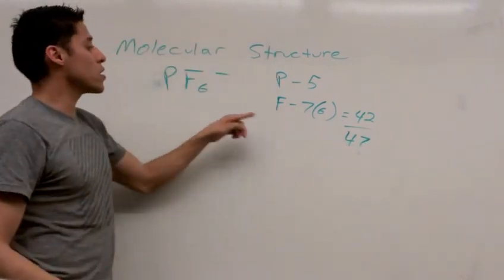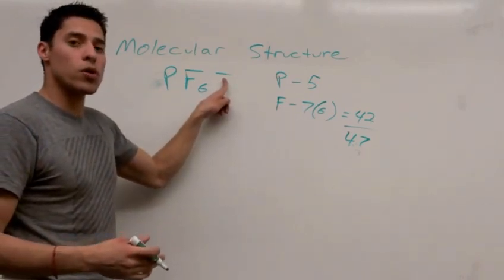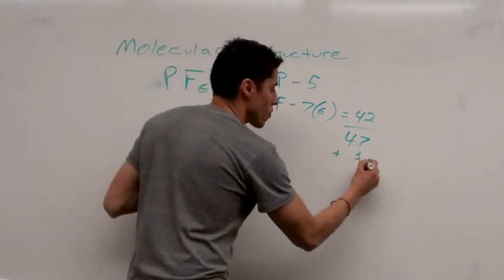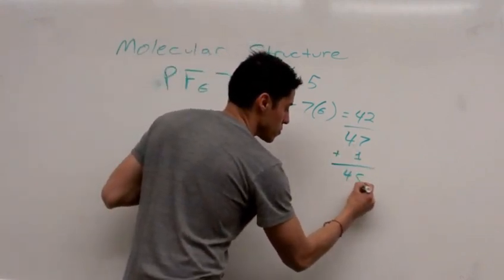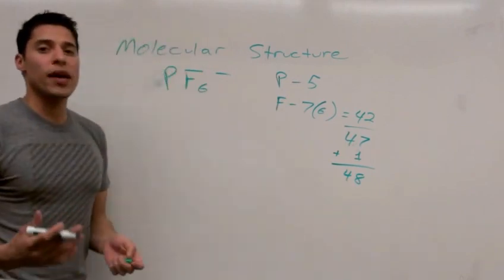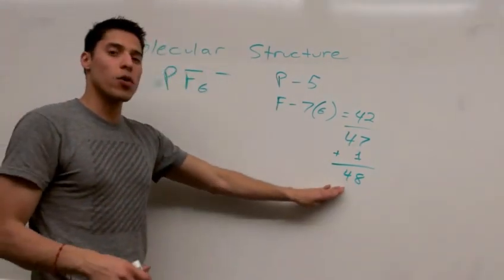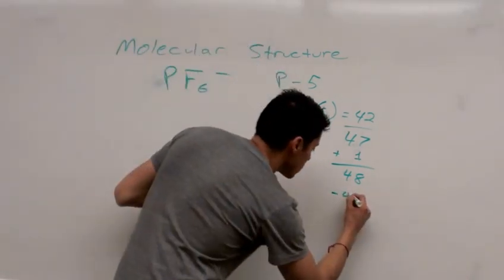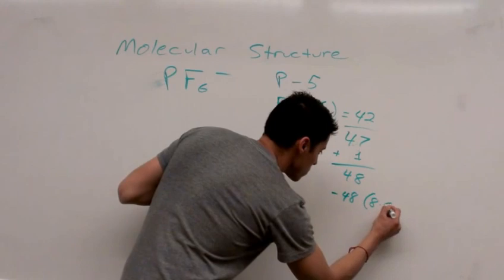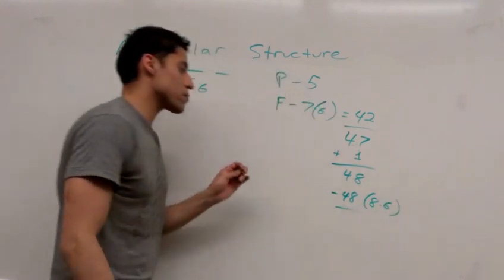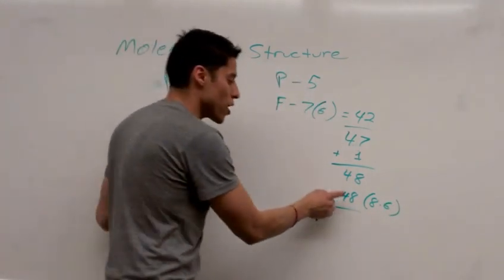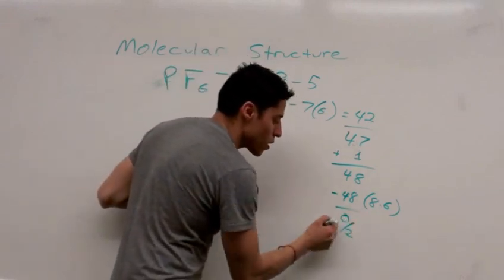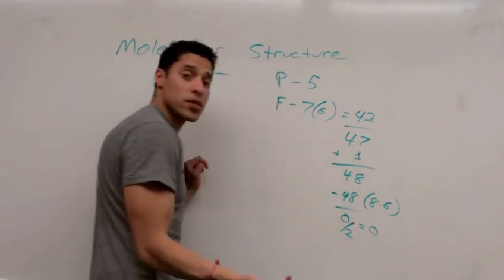$47 total valence electrons, but we're going to add one more to account for this negative charge, this extra electron. So we have a total of 48 electrons. Again, from here, we're going to subtract the highest multiple of 8. In this case, it's 48. Eight times 6 is 48, so 48 minus 48 is 0. Whatever we get here, we're going to divide by 2. 0 divided by 2, again, is 0.